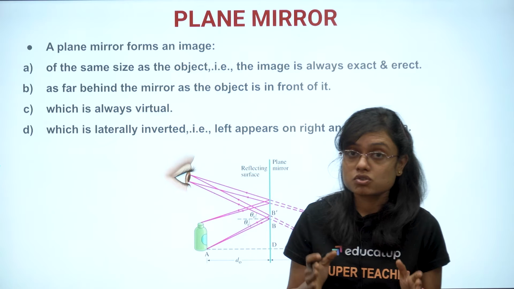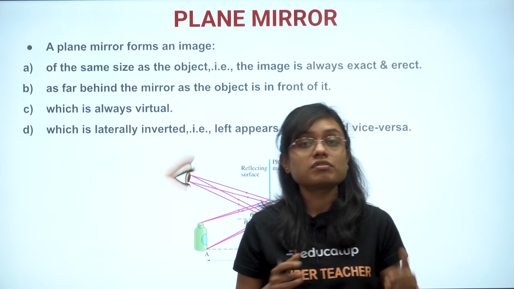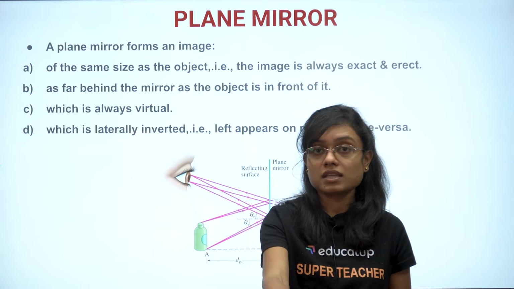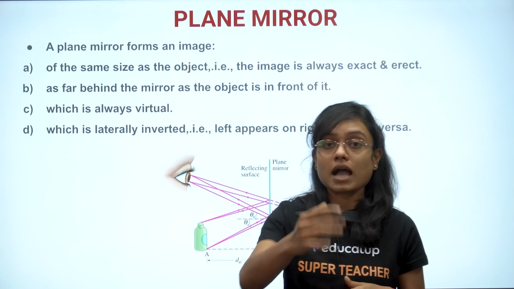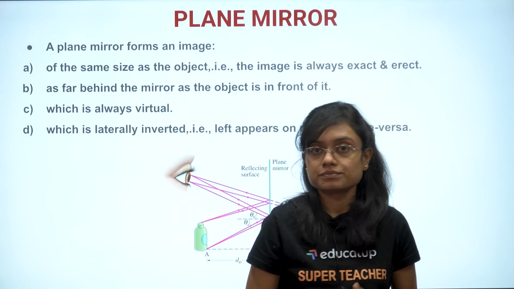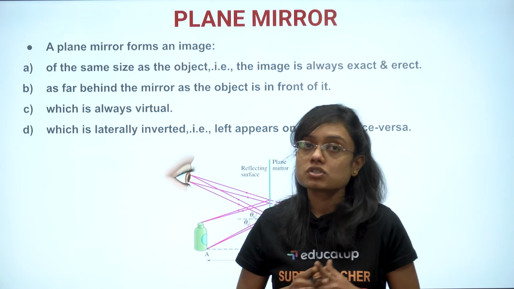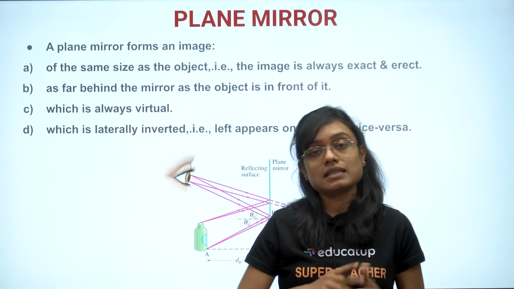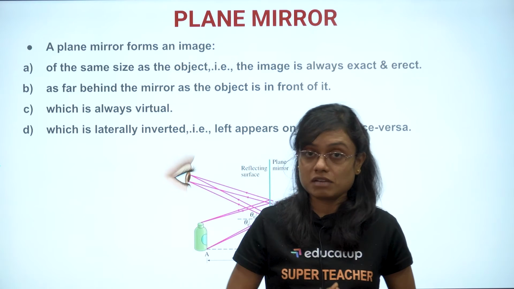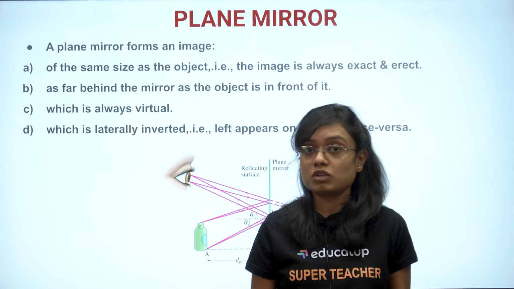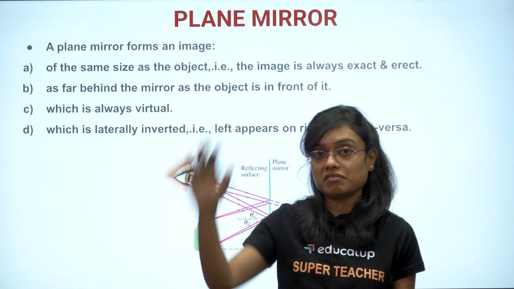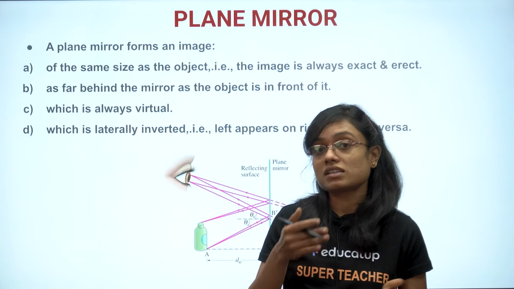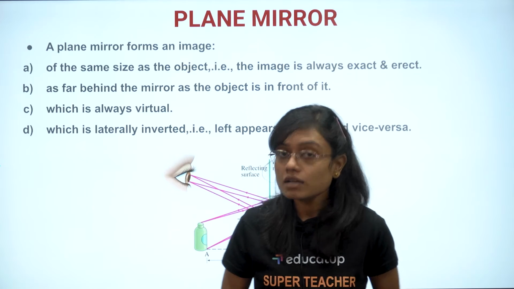And this can be understood very well by standing in front of a full length mirror जिसमें आपको नीचे tiles के blocks दिख रहे हो. तो आप count कर सकते हैं कि आप कितने blocks away खड़े हैं और आपकी image भी उतने ही blocks away बनेगी. So at the same distance, which is always virtual, हमेशा virtual image बनती है, which is laterally inverted, that is left appears right and right appears left. Plane mirror में हमेशा lateral inversion होगा. When you raise your right hand, it will appear as left. When you raise your left hand, it will appear as right. So these are the characteristic features of the image formed in a plane mirror.